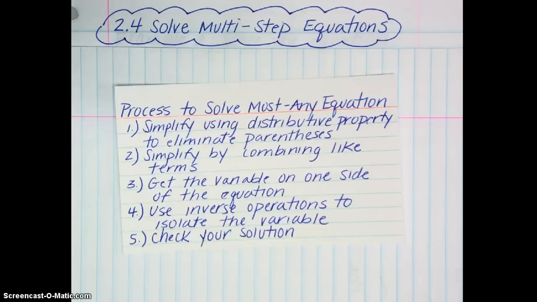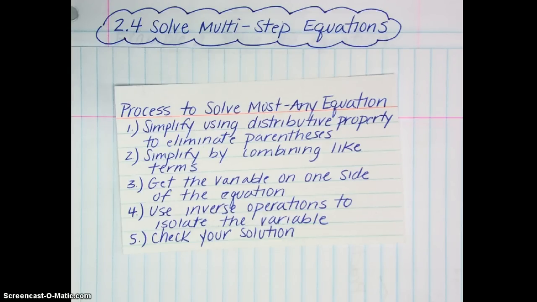So the first step is always to simplify using distributive property in order to eliminate parentheses. And that's mainly going to be our focus today. The second thing you want to look for is if there's any like terms that you can combine on either side of the equation. You want to take care of those next.